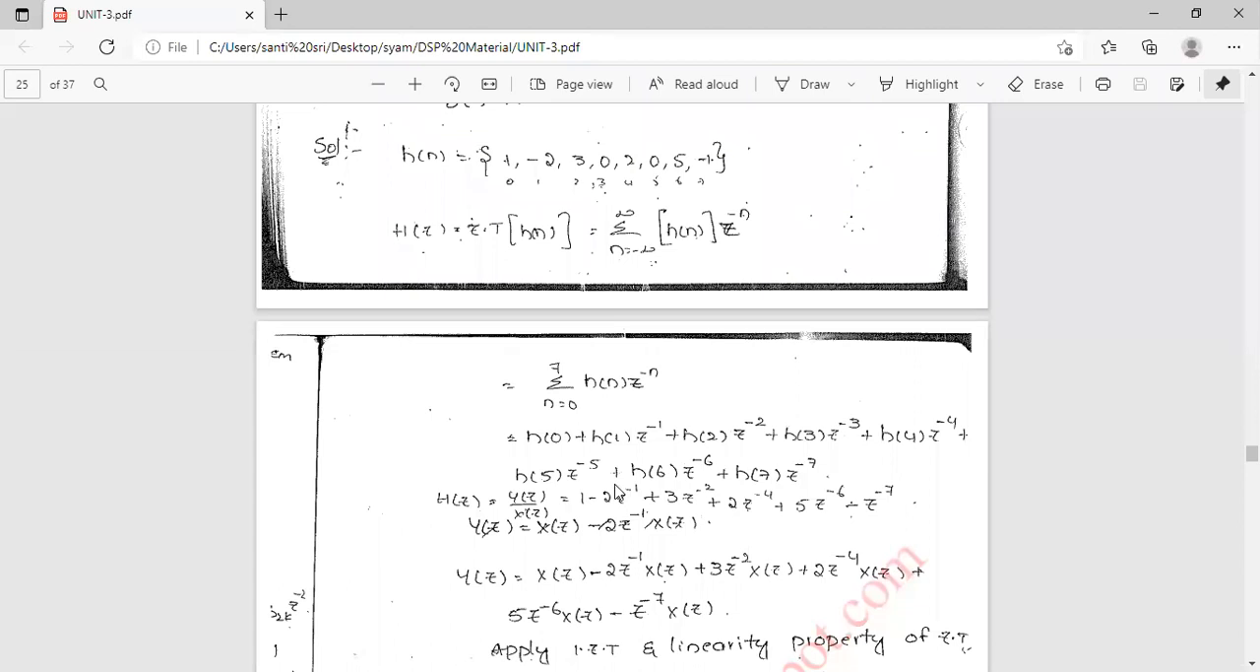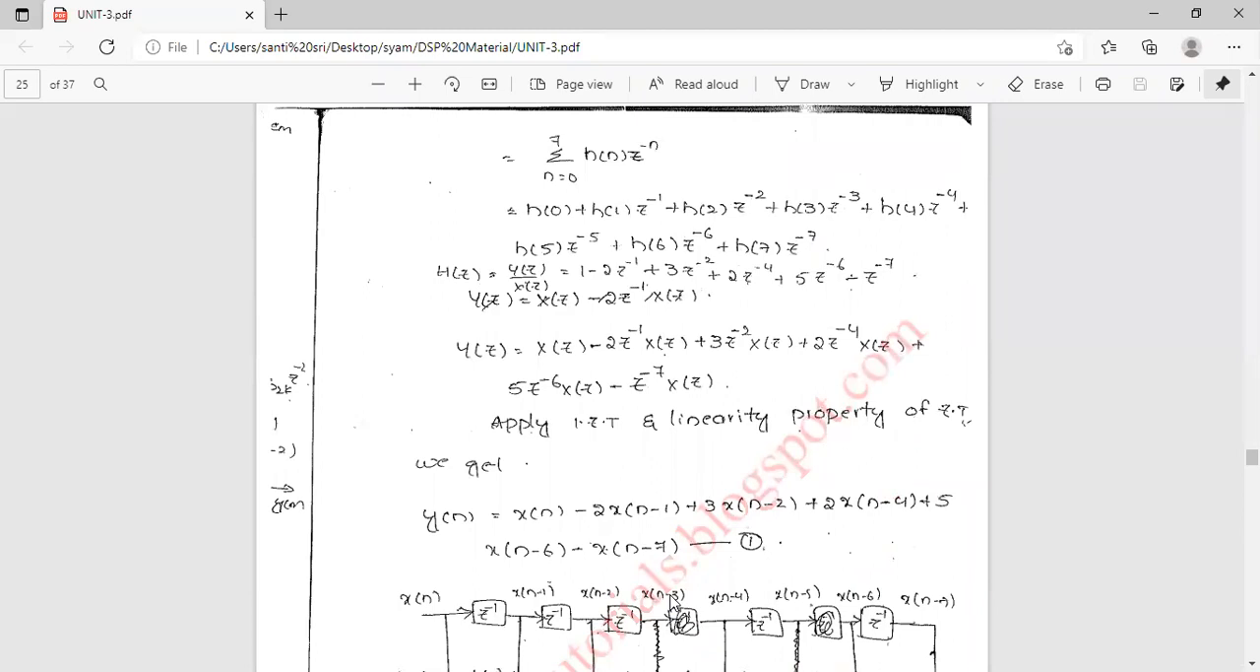So Y(z) equals this into X(z), that is X(z) minus 2 z power minus 1 X(z) plus 3 z power minus 2 X(z) plus 2 z power minus 4 X(z) plus 5 z power minus 6 X(z) minus z power minus 7 X(z). Now we will apply the inverse z transform and linearity property to this expression. So y(n) will become x(n) minus 2 x(n-1) plus 3 x(n-2) plus 2 x(n-4) plus 5 x(n-6) minus 1 into x(n-7). That is equation number 1.